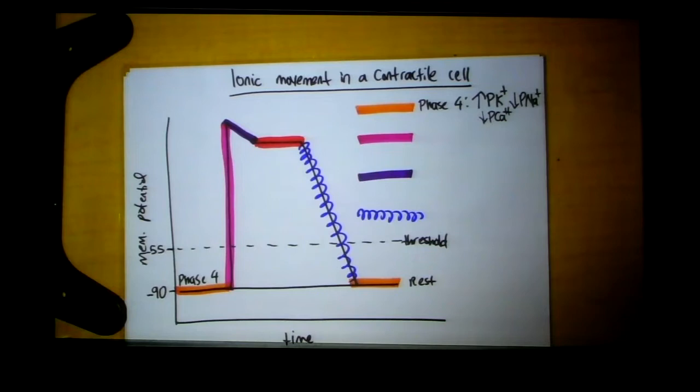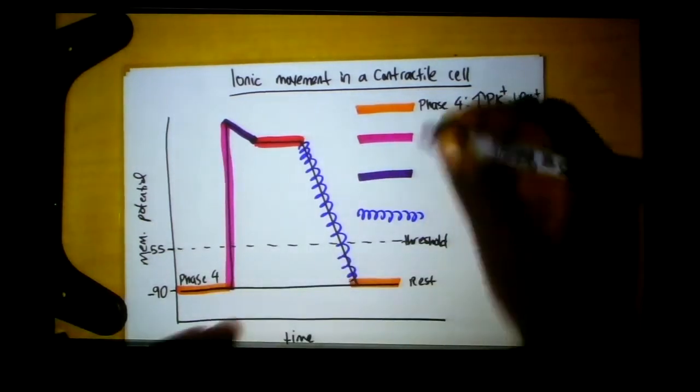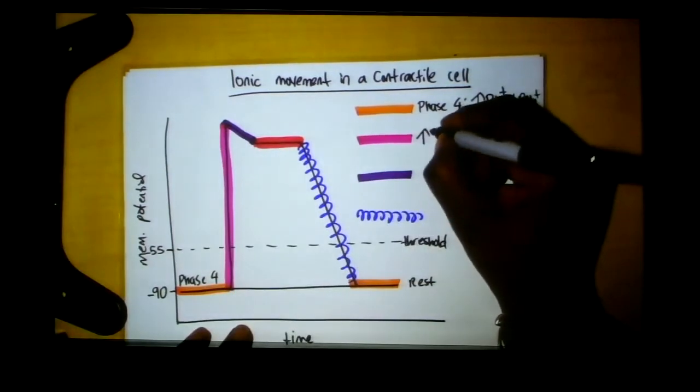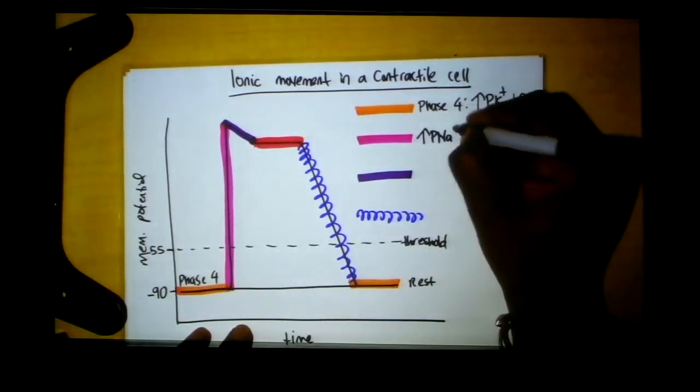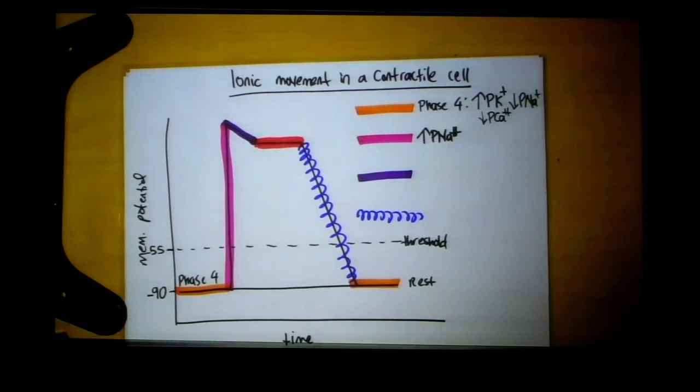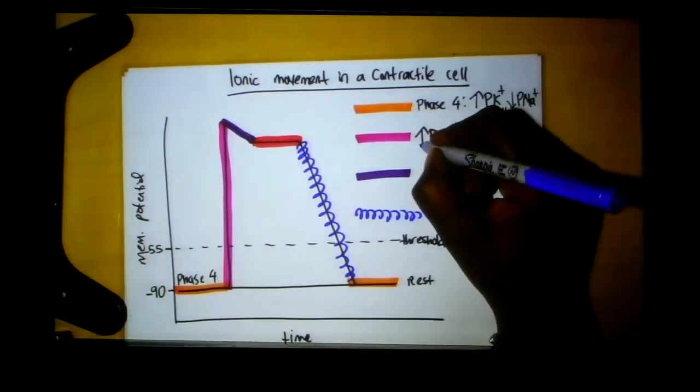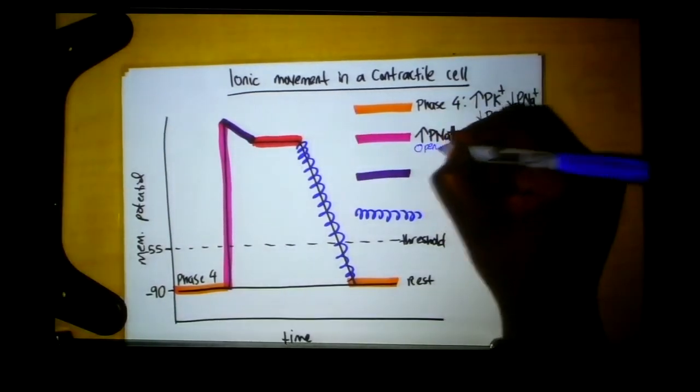Now, the first part of this is that we rapidly depolarize the membrane. So we increase the permeability to sodium, and that's simply because we open sodium channels.